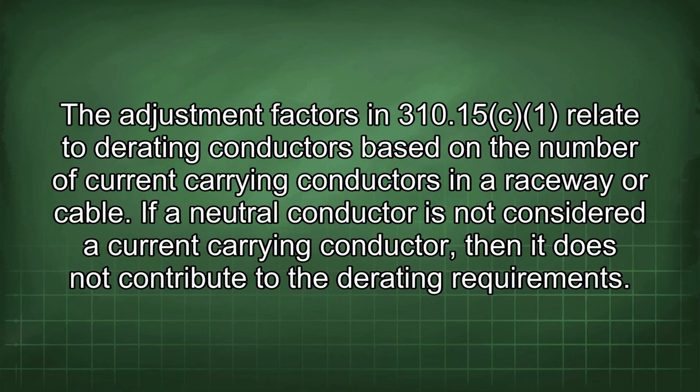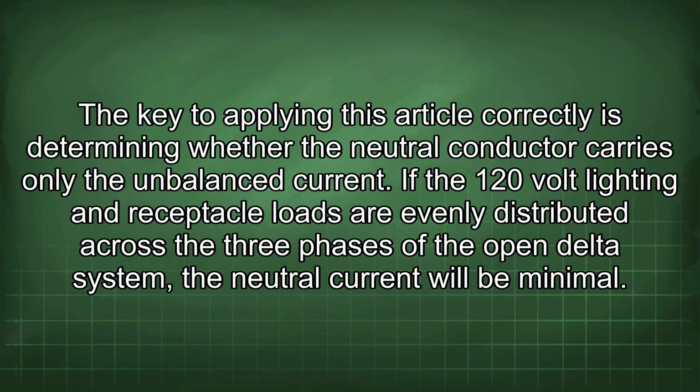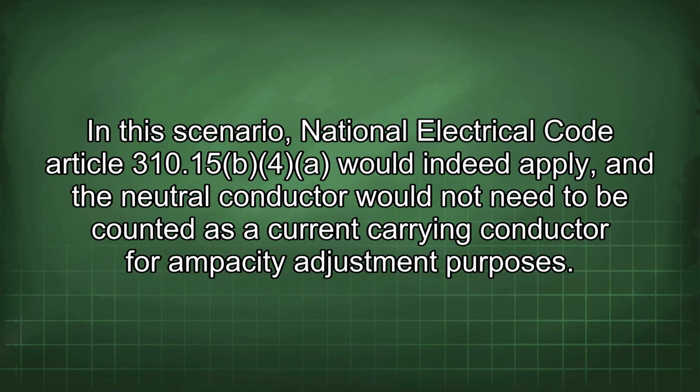If a neutral conductor is not considered a current carrying conductor, then it does not contribute to the derating requirement. The key to applying this article correctly is determining whether the neutral conductor carries only the unbalanced current. If the 120-volt lighting and receptacle loads are evenly distributed across the three phases of the open delta system, the neutral current will be minimal. In this scenario, National Electrical Code Article 310.15 B4 would indeed apply, and the neutral conductor would not need to be counted as a current carrying conductor for ampacity adjustment purposes.